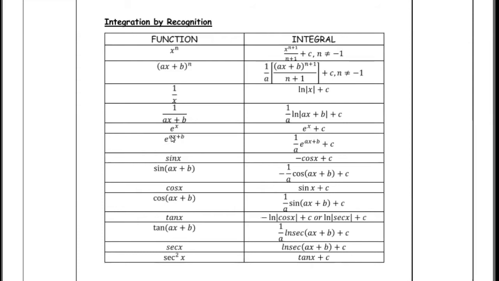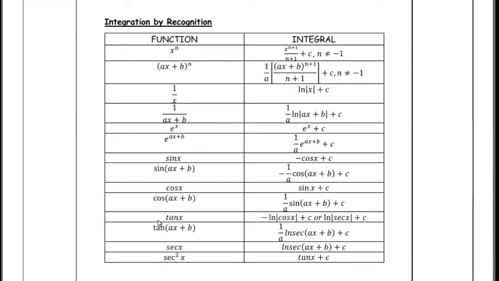We differentiate e to the ax plus b, and we know the derivative is a, so for the integral of e to the ax plus b, we just divide e to the ax plus b by a. We integrate sine, we get minus cos, and that's because when we differentiate cos, we get minus sine. We integrate cos, we get sine.